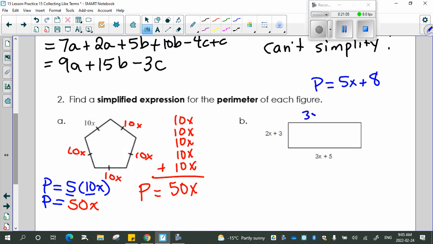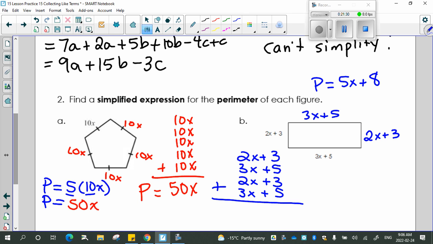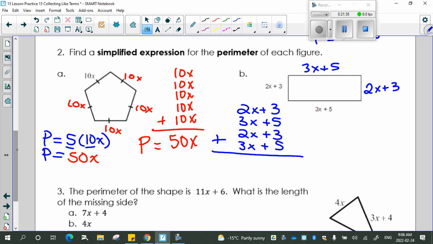So this one, if it's a rectangle, that's going to be 3x plus 5, and that's going to be 2x plus 3. Okay? And again, I've seen lots of people do it vertically. So if you're going to do it vertically, make sure your x's line up and your numbers line up. In other words, your like terms are lining up with each other, and you're adding them all up to get the perimeter. So all 4 sides, not just the 2 that they label. That's not how they try to trick you.